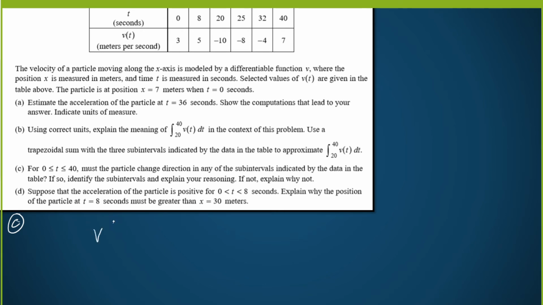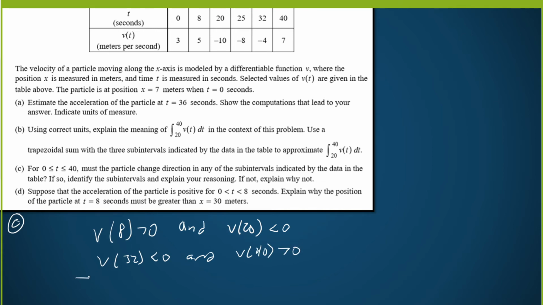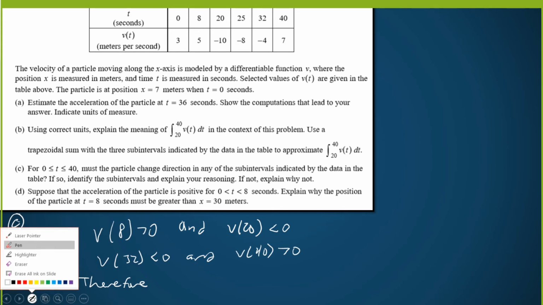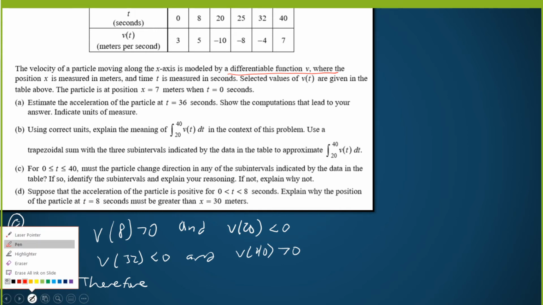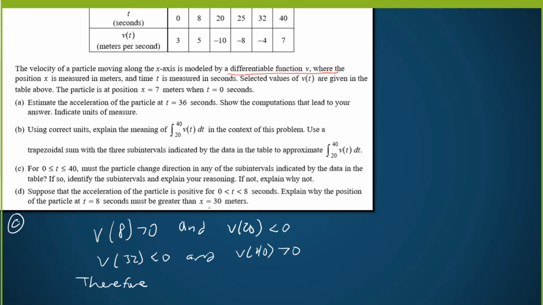So I could say V8 is positive and V20 is negative. And then V32 is negative and V40 is positive. We don't have any way of calculating the exact points. But we know because our function is differentiable, we know it's continuous. So we know the point will be somewhere on that interval, at least once.